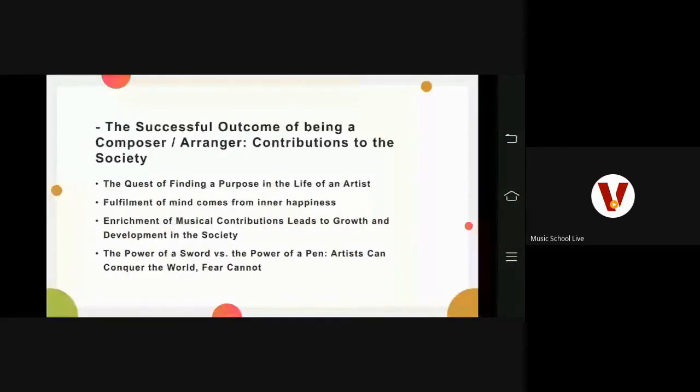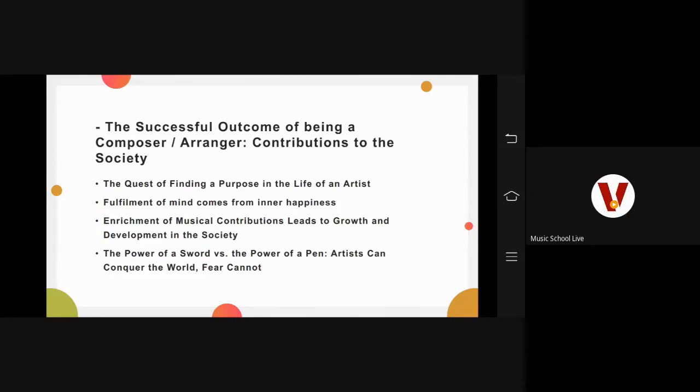And fulfillment of mind comes from inner happiness only. Once I have become a composer, I have contributed something to the society. The purpose of my life is fulfilled. This is what I can tell myself because I'm contributing something to the society. I can walk towards growth, and lead to enrichment through my musical contribution, which leads to growth and development of the society. This is what we can all do.